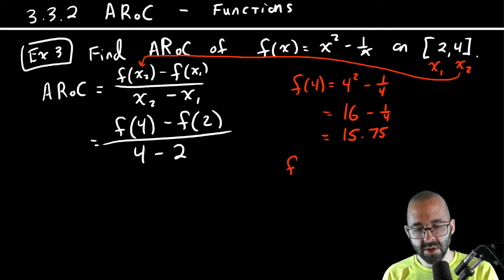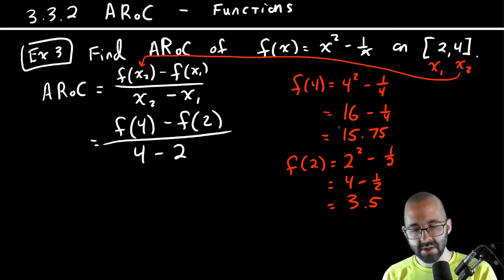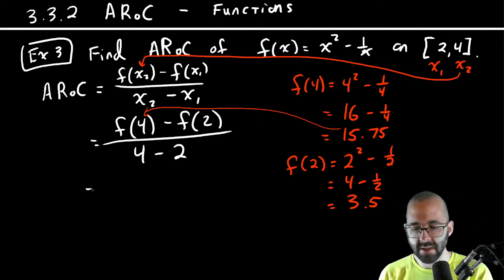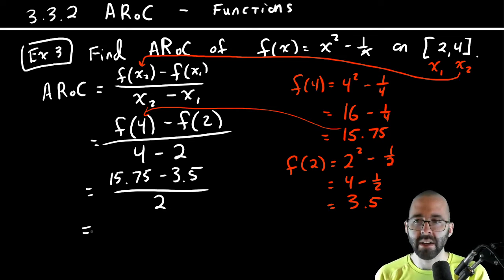Great. Do the same thing for 2. Plug in 2. 2 squared minus 1/2. That's 4 minus a half. That's 3.5. So just like before, f of 4 is equal to 15.75. So let's replace it. 15.75 minus 3.5 divided by 4 minus 2, which is just 2. Subtract this out. It's okay if you use a calculator, and you should get 12.25.